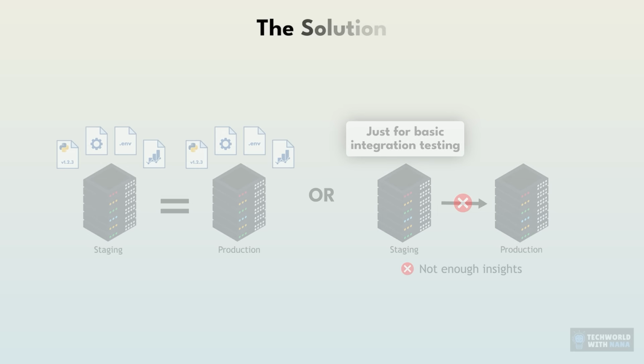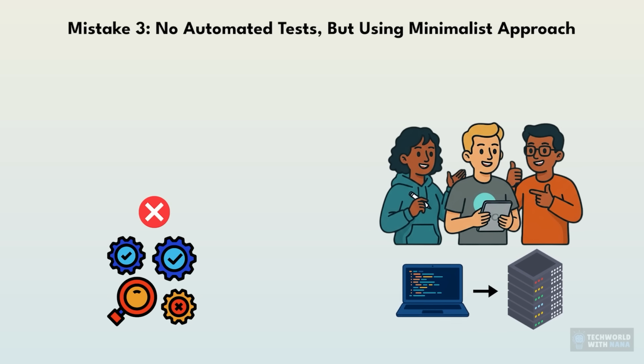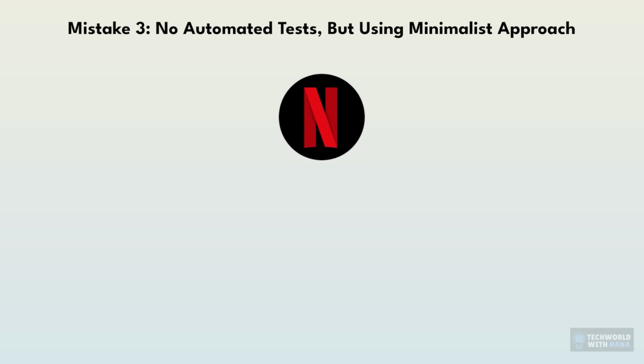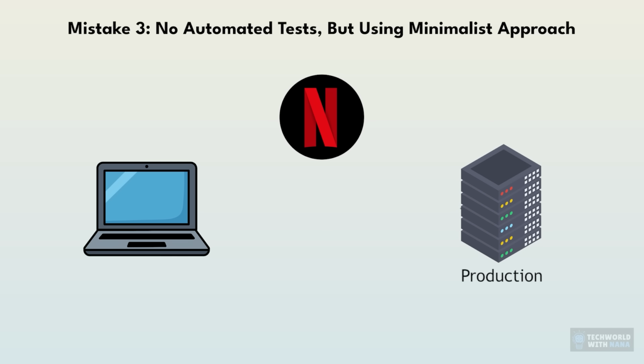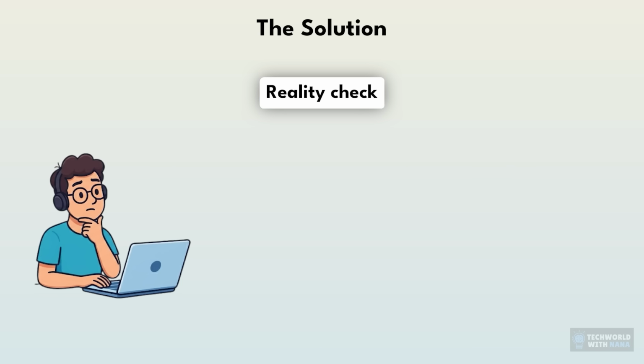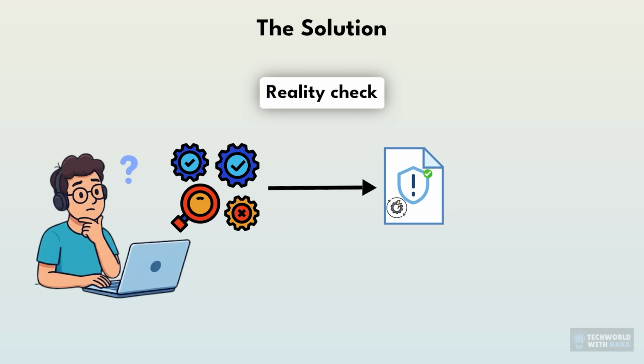Mistake number 3 is very clear, where teams do not have automated tests, but they jump into the minimalist approach. And it happens because of practical reasons, where a lot of teams think we have great tests. I think we're good to go. And besides, Netflix deploys straight to production, so should we. And here, the obvious solution is just to do a reality check, whether you really trust your automated tests and whether your tests validate complex end-to-end processes in your application, not just simple happy scenarios.